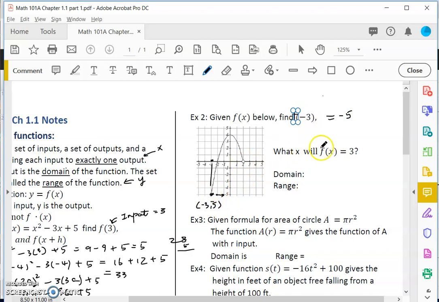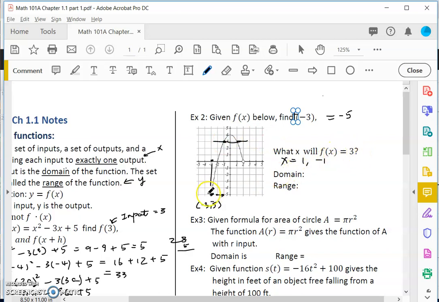So what x will make f of x equal to 3? F of x equal to 3 means y equal to 3. So y is equal to 3 here. What are the x values? So you look across. There's actually 2 of them, 1 and -1. So x would be 1 and -1, so that f of x is 3.